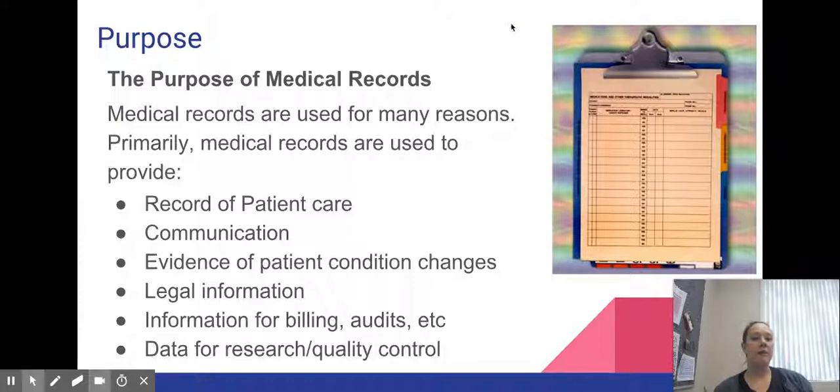So if we have a bunch of knee patients that are being seen by the same facility and they're not getting better, we need to look at that and say, okay, well, maybe something's happening at that facility that patients aren't getting the best treatment of care. So it's good for data purposes in that reason also.